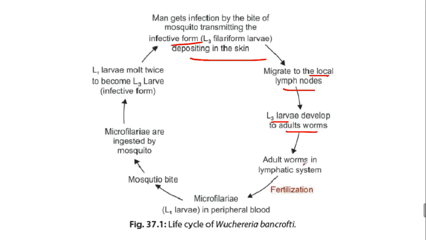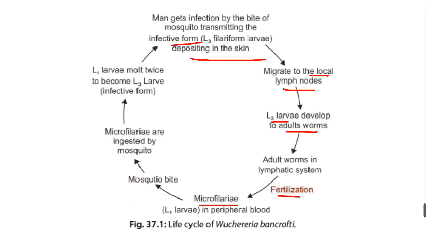Now, these adult worms, which are in the lymphatic system, undergo fertilization to produce microfilariae. During or after the mating process, the male worm generally dies, whereas the female worm lives for the remaining 15 or 20 years.